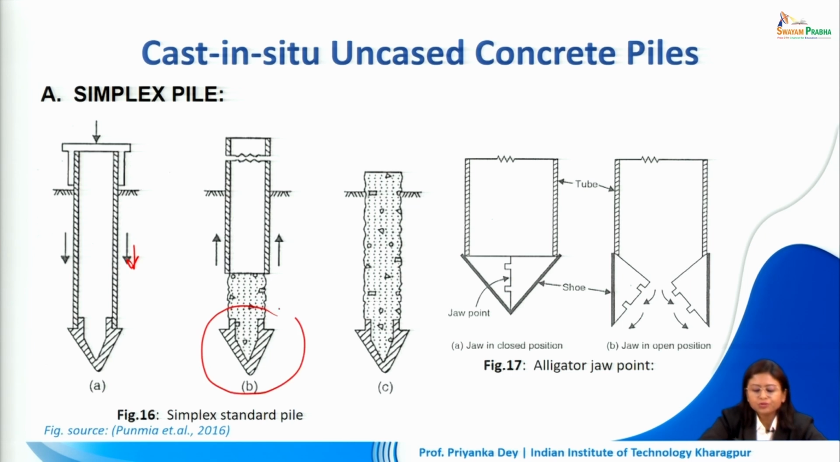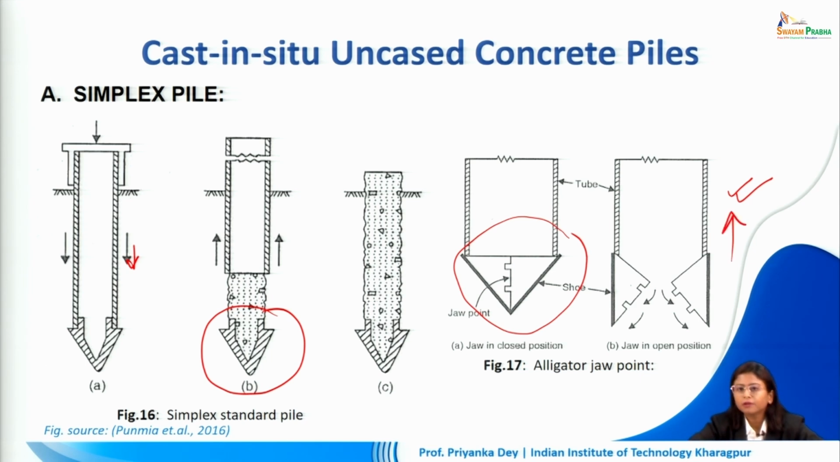This is the iron shoe which helps us to drive it into the ground, and this is left behind inside the ground. The casing is removed after the concrete filling is done. Now alternatively we can also use this alligator jaw. So it looks very much like the iron shoe, but the difference is it can be opened and then dragged out of the ground. We can lift it up when it's finished, so that way we can reuse this and we do not have to leave behind the iron shoe every time we create the simplex pile.